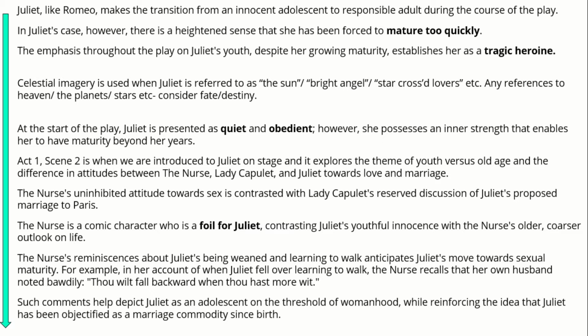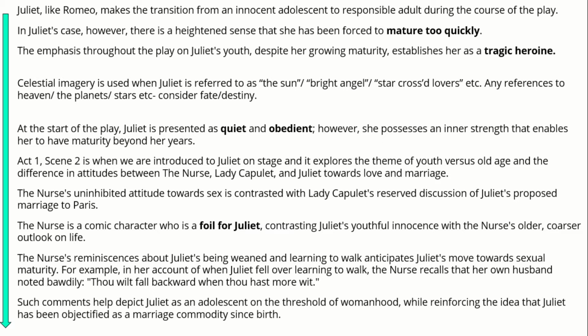So at the start of the play, Juliet is presented as really the traditional Elizabethan girl. She's quiet and obedient. She possesses an inner strength that enables her to have maturity. Act 1, Scene 2, we're introduced to Juliet on stage, and it explores the theme of youth versus age, and the difference in attitudes between the nurse, Lady Capulet, and Juliet towards love and marriage.